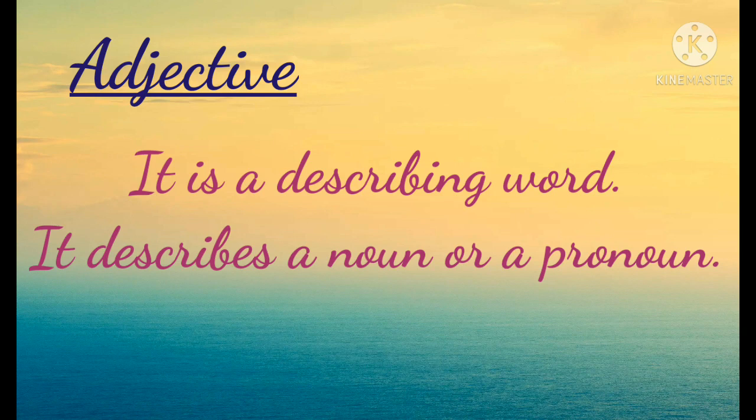What is an adjective, children? An adjective is a describing word. When we say describing, it means it says something more about a noun or a pronoun. It talks about the quality of a noun or a pronoun. And we have already discussed that colors and numbers also come under adjective. Why is that, children? It is because colors and numbers also describe a noun or a pronoun.